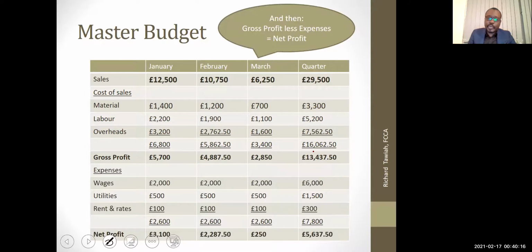Now, if we want to get the net profit, we plug in the non-production overheads, which is the wages, utilities, and rates, which we just looked at from the previous slides. So we then plug them in, and what we get becomes our net profit. So the net profit is the 5,700 minus the 2,600. So final figure, when you sum them up, the 13,437 minus the 7,800 should give us this figure as net profit. Quite easy and straightforward.